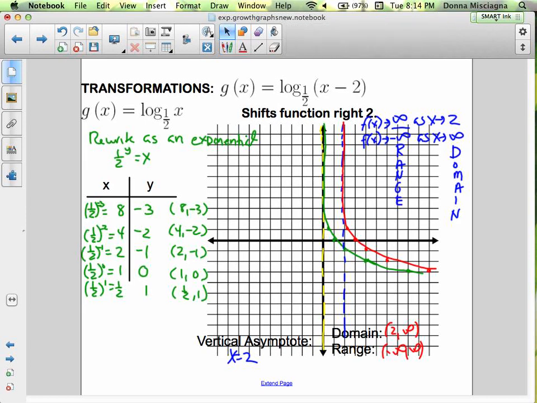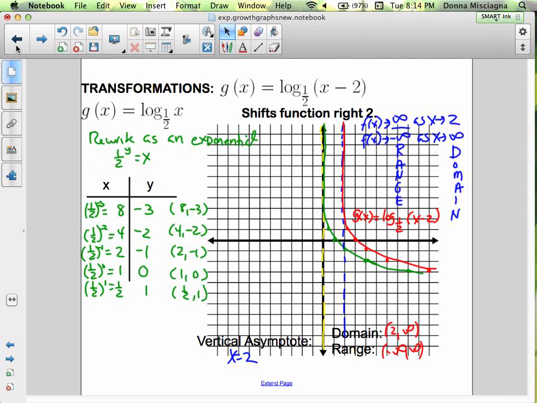We've graphed it. The red graph there is g of x equals log base 1/2 of x minus 2. We've done the end behavior. We're all done. Let's go back to the other graph and just put in the end behavior. Good practice there.